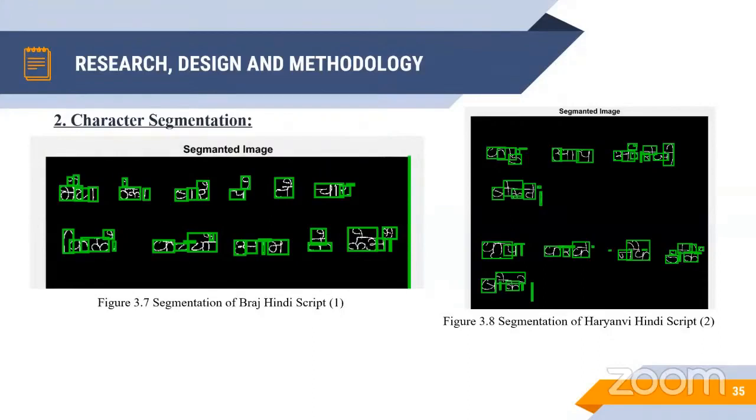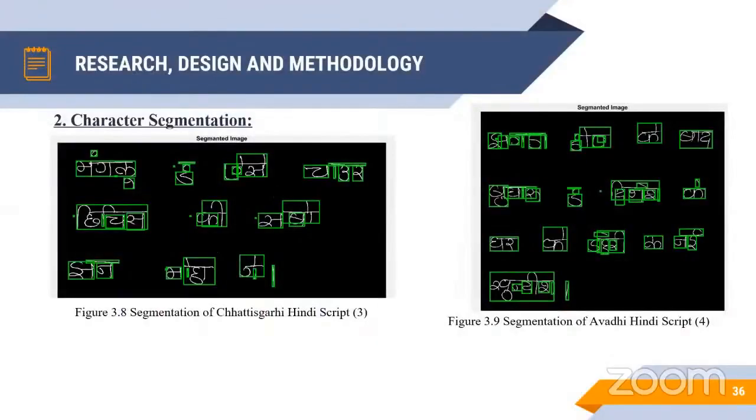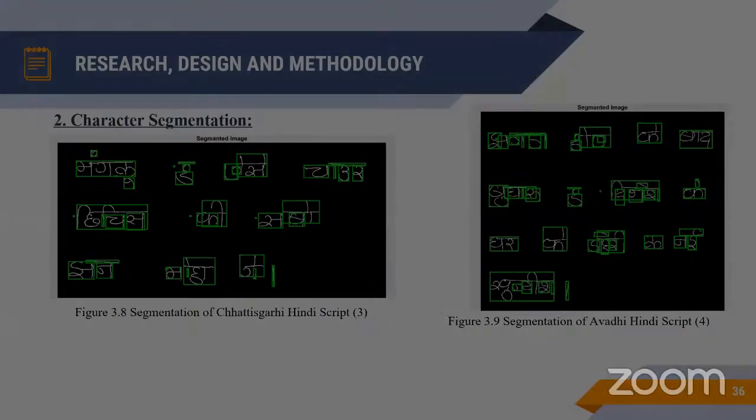So segmentation of the Braj Hindi script. Yes, there are many different types of Hindi scripts available. Right. The first one is Braj Hindi. The second one is Haryanvi Hindi, Chhattisgarhi Hindi, Awadhi Hindi.